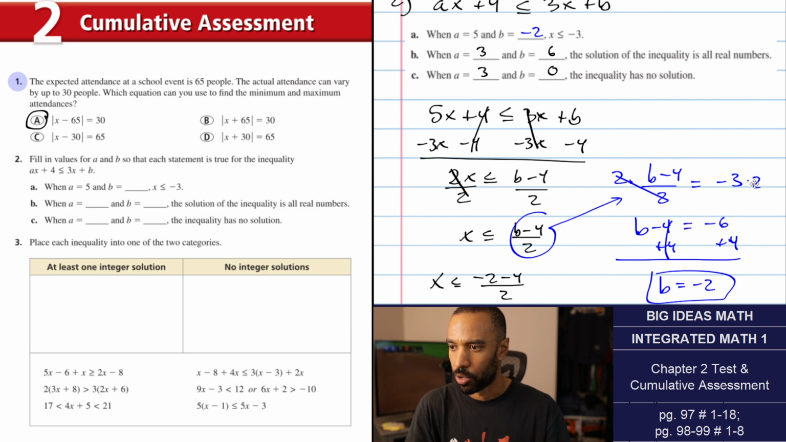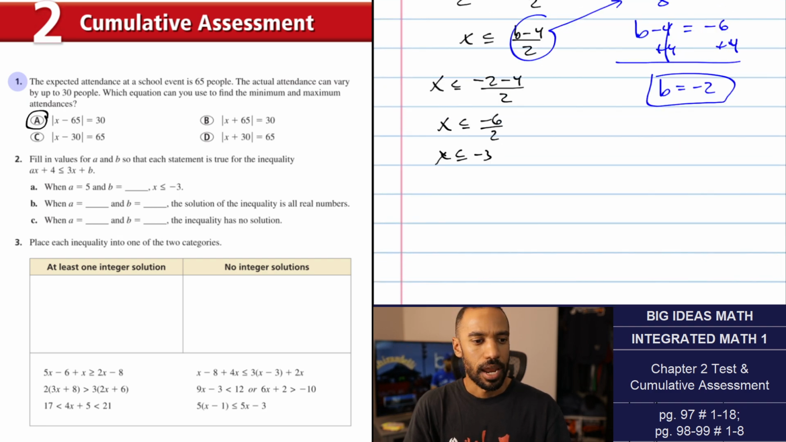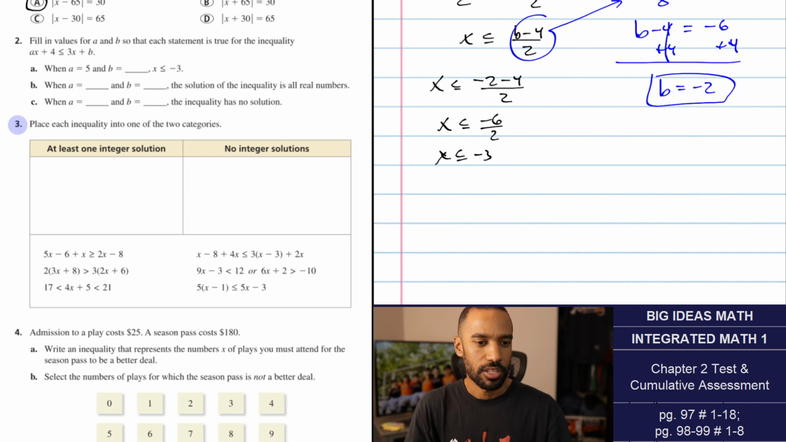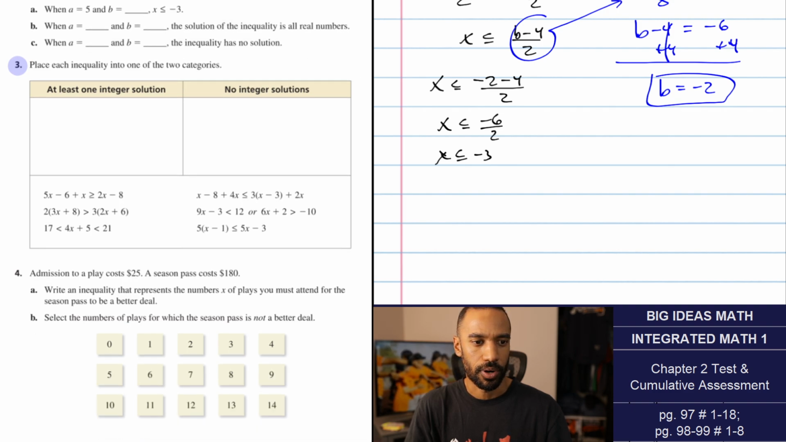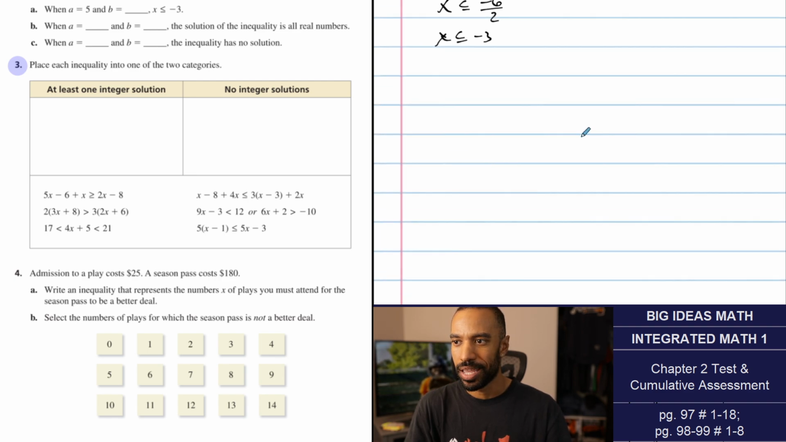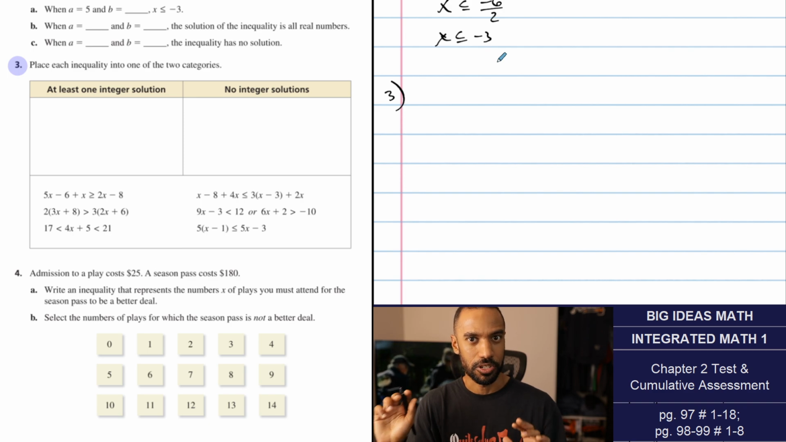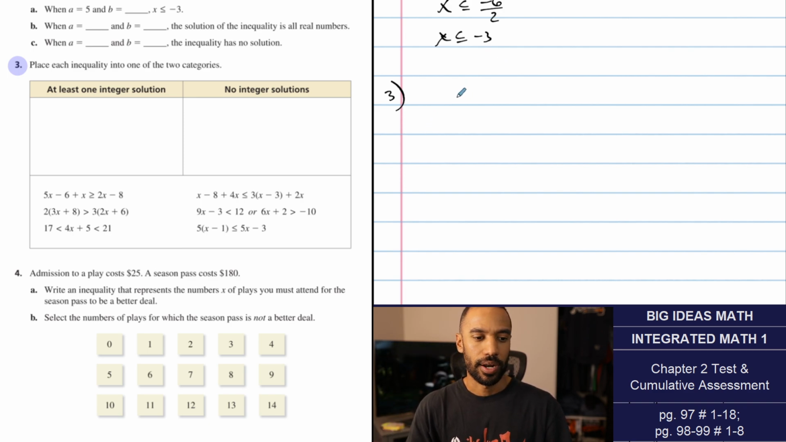Where did this come from? Oh, right here. Oh, I didn't move this thing down. I'm so sorry. That was number 2. Number 3, now that I move it down: place each inequality into one of the 2 categories, at least one integer solution or no integer solutions. They're talking integers. So I guess we might have to solve all these because they're not talking about just solutions. They're talking about integers.